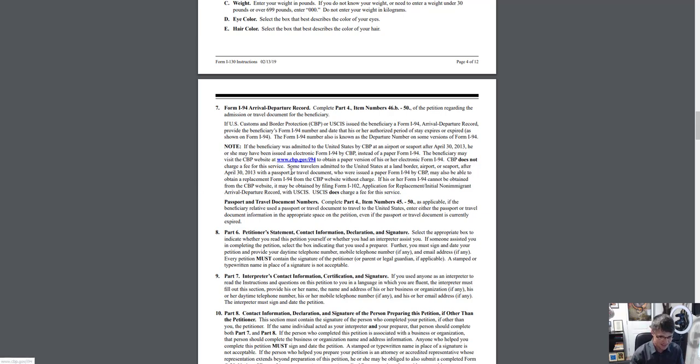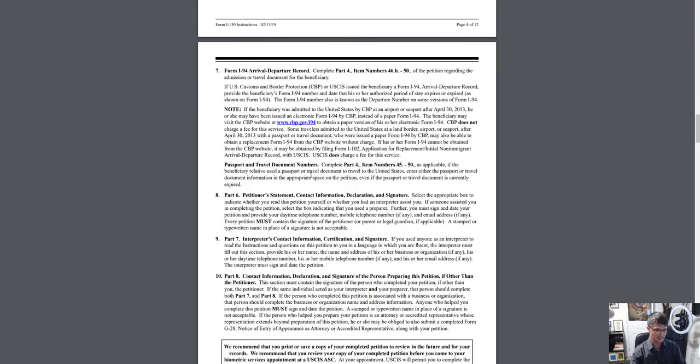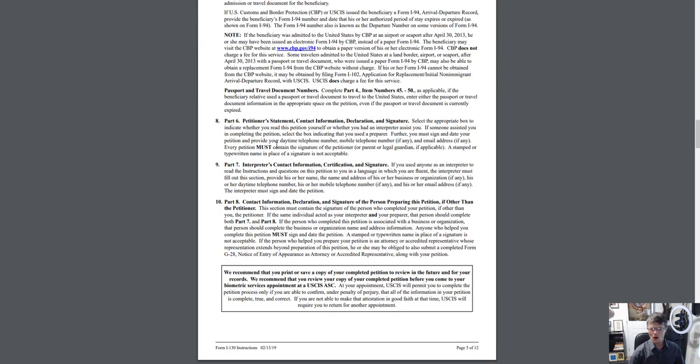It's cbp.gov/I-94. All right, just in case if you need that. Basically, that's just a card that says that you entered the country, right? It shows the date and all of that sort of stuff, your visa information, your entry visa for how long, stuff like that. All right, petitioner statement, contact information, declaration, and signature.